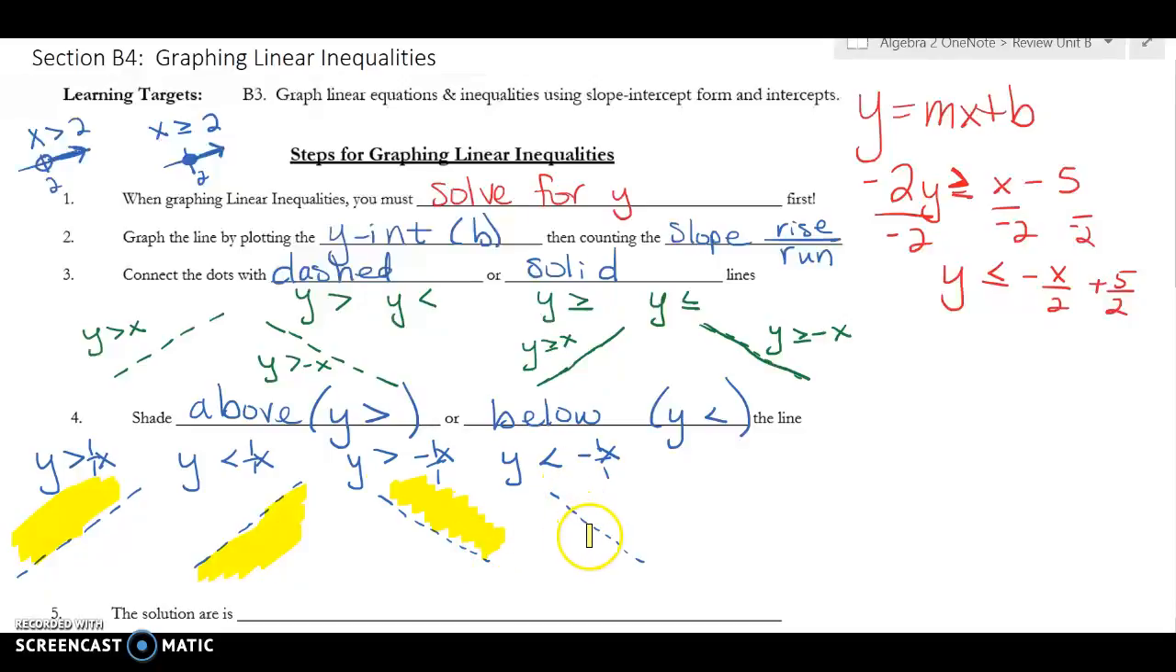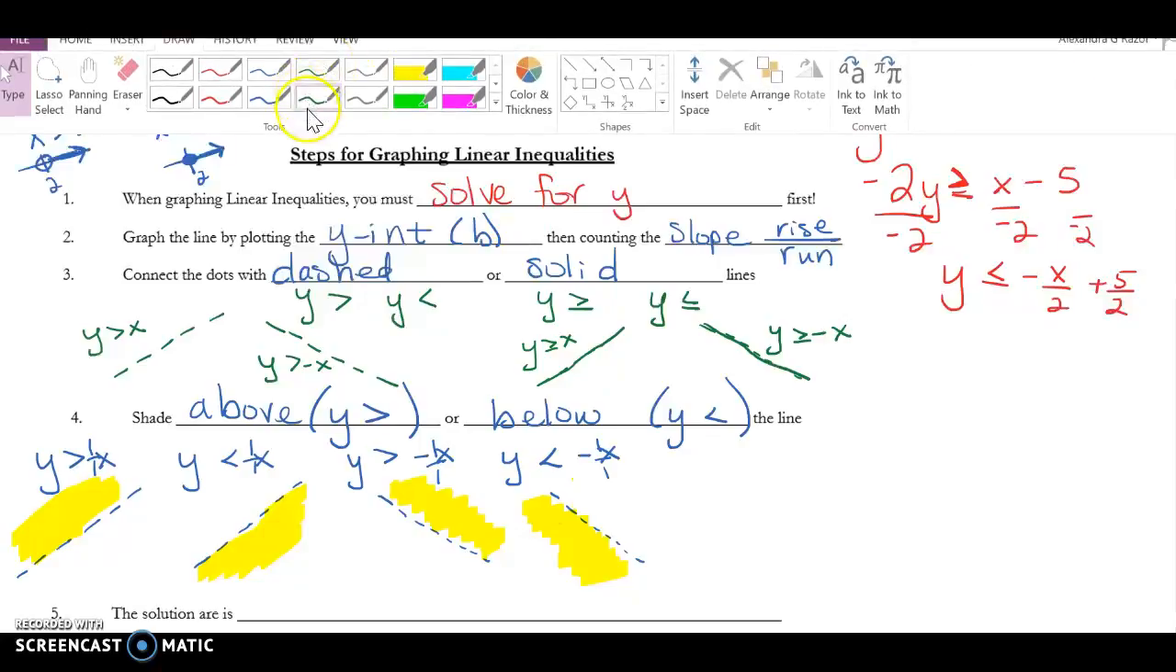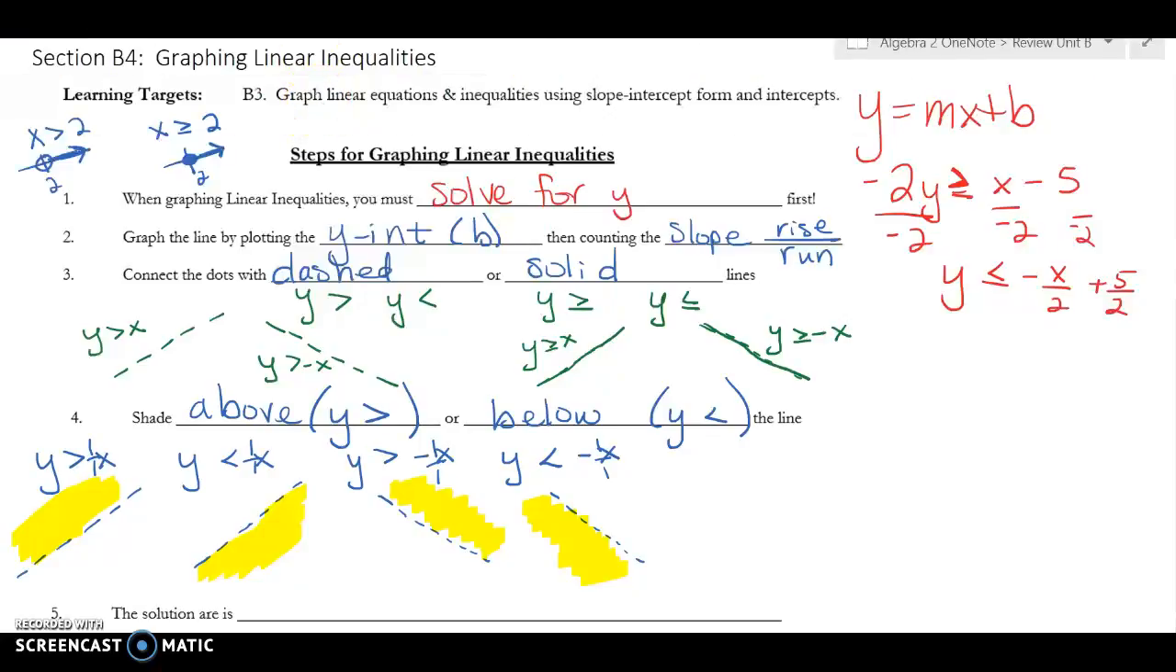And here, I look at the middle and this says less than, so I shade below the line. Now, the same exact thing works for inequalities that have the equal sign with it, greater than or equal to, less than or equal to. So you graph the line and then you shade the middle above or below, and that helps you figure out the region.